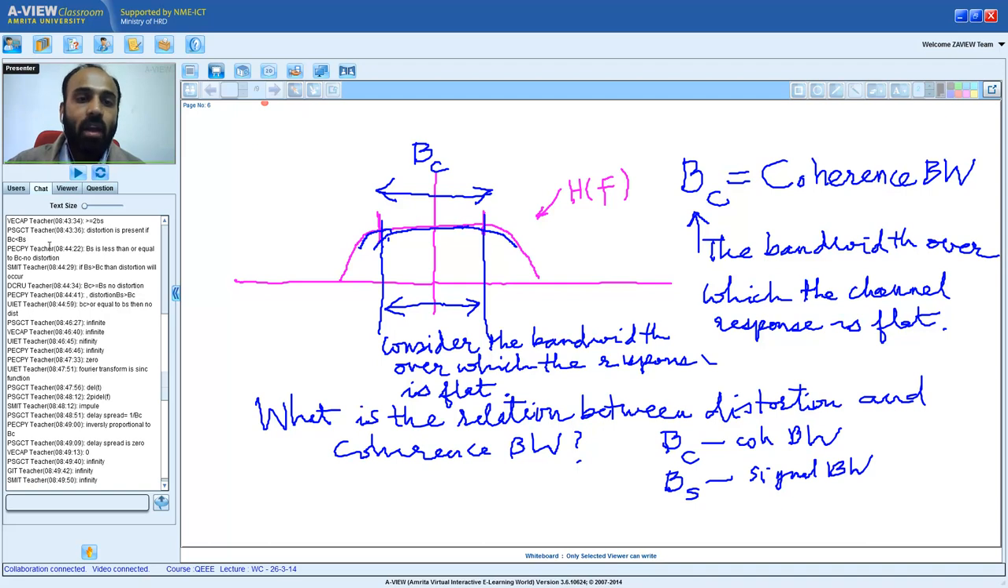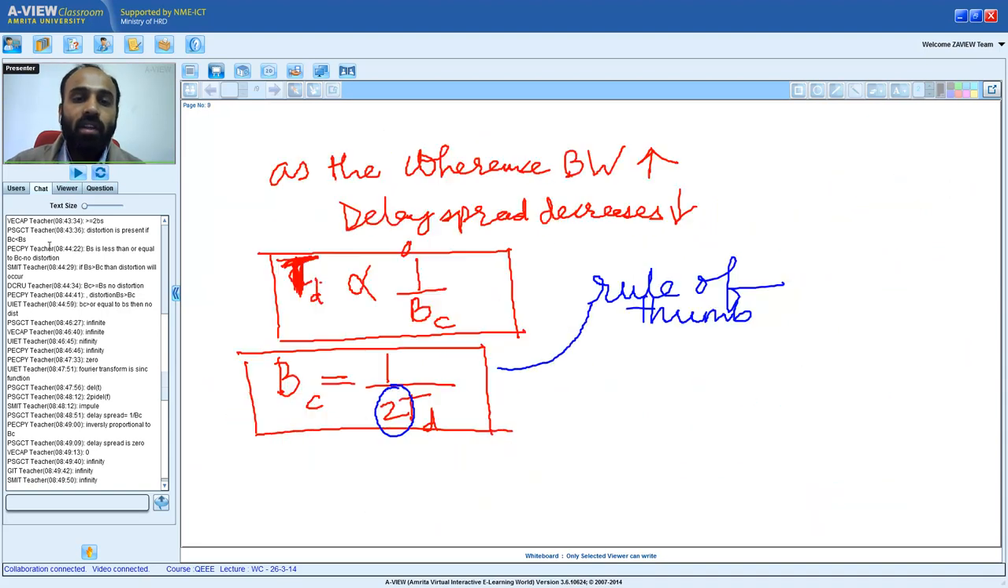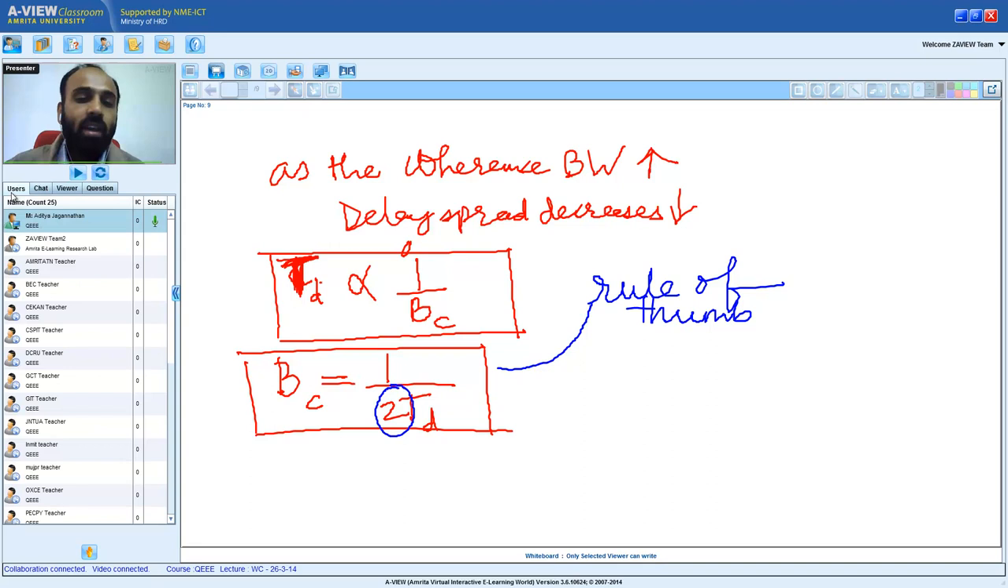Similar to the bandwidth of a filter, like 3 dB bandwidth, null to null bandwidth, and so on, there are various definitions of the coherence bandwidth. So all these definitions of delay spread and the relation between delay spread and coherence bandwidth are only a rule of thumb. This rule of thumb, BC equals 1 over 2 TD, is a valid approximation. The most important thing it says is that the coherence bandwidth is inversely proportional to delay spread.